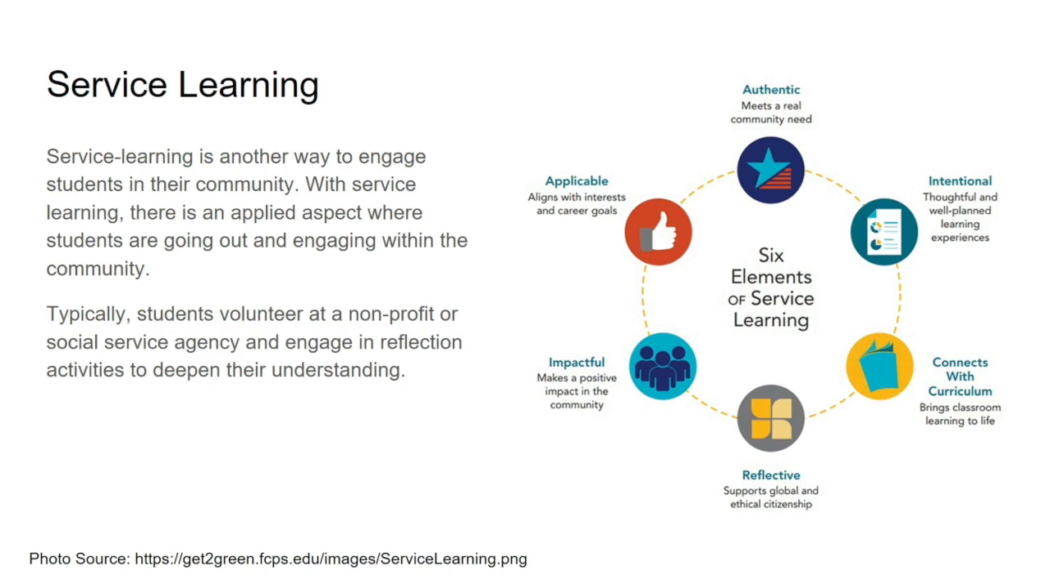So for example, if your class were discussing food insecurity, students could volunteer at a local food shelf or donation center and learn about hunger while engaging in service work. So keep in mind that although students are volunteering and making a positive impact in the community, it's authentic and it's real and it's thoughtful and well planned. We need to make sure that students are fully encompassing these 6 elements of service learning.